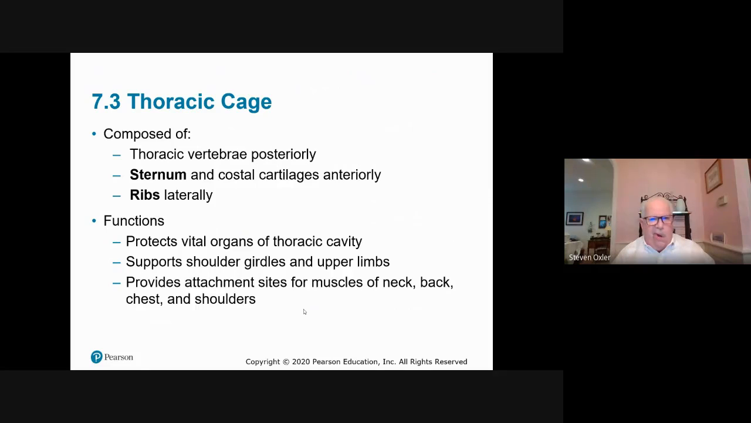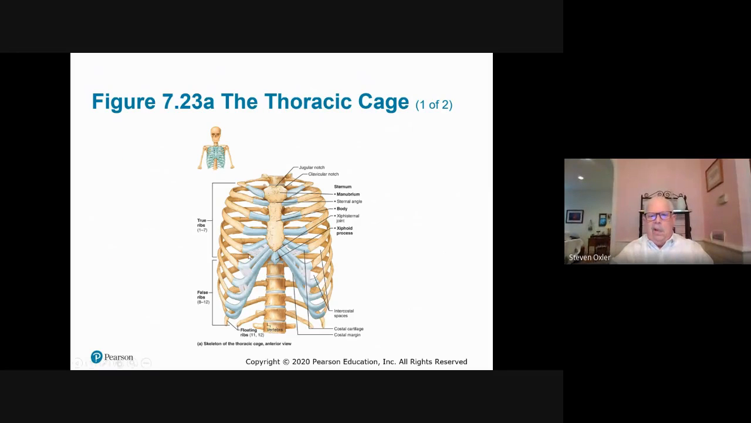I also want you to know about the thoracic cage. This is the end of the axial skeleton. The thoracic cage is composed of the sternum anteriorly, the thoracic vertebrae posteriorly, and the ribs laterally. It protects the organs that are in the thoracic cage, namely your lungs and your heart and other organs that are in there. Here is your sternum.